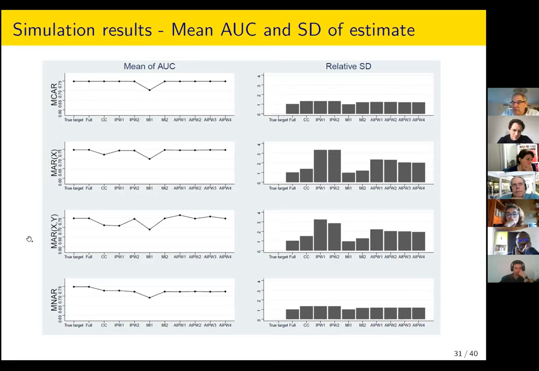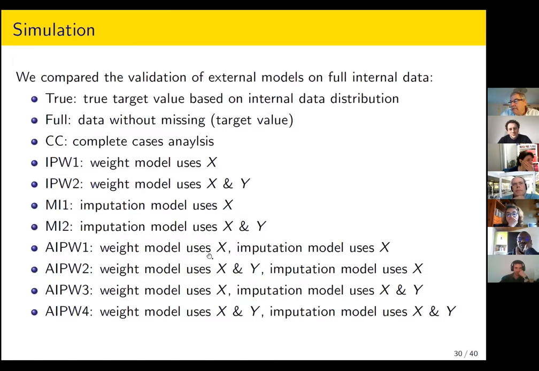You can see in this one there's a little bit of bias in some of them, numbers 1 and 3. We've seen this across the board. It's not very big, right? So when missingness depends on Y, 1 and 3 have bias, where the weight model only depends on X. So if missingness depends on Y, you probably need to put Y into the models.